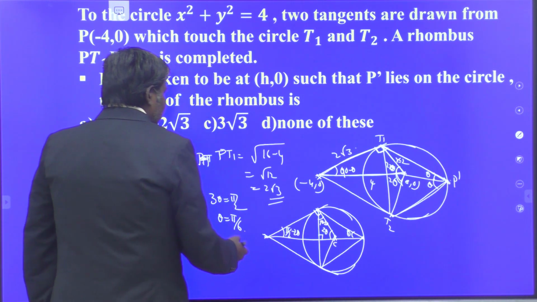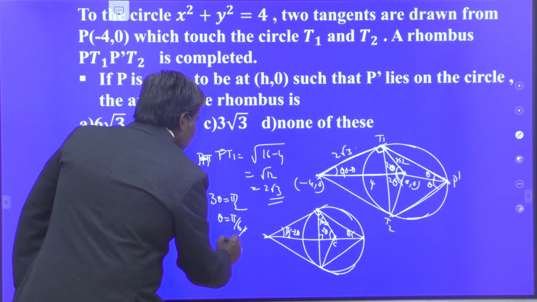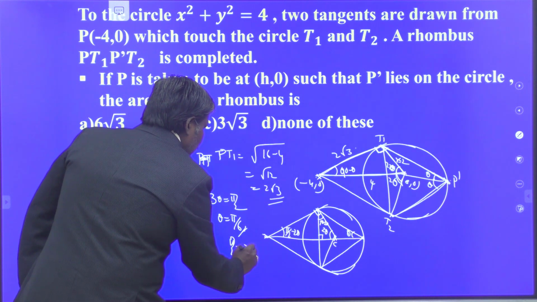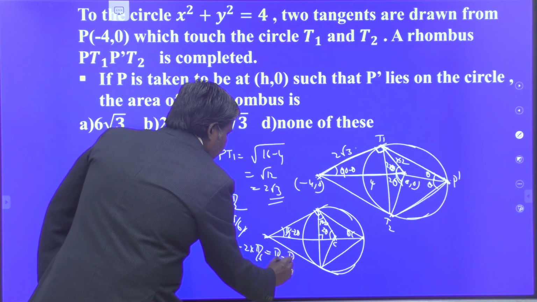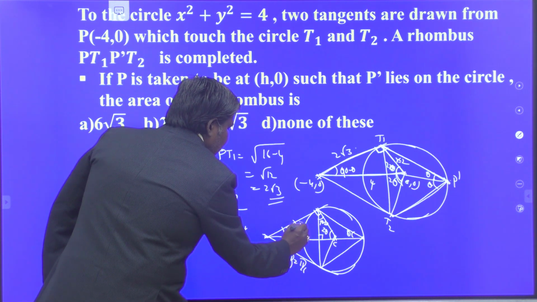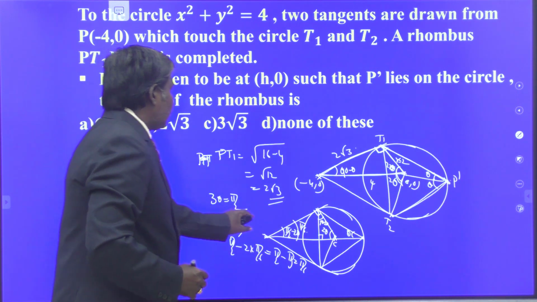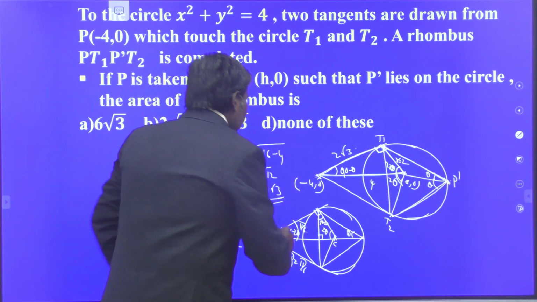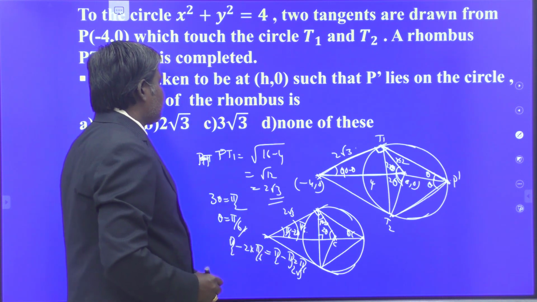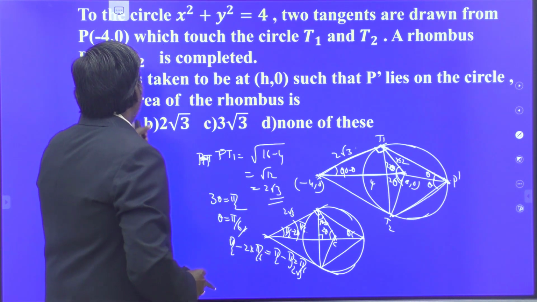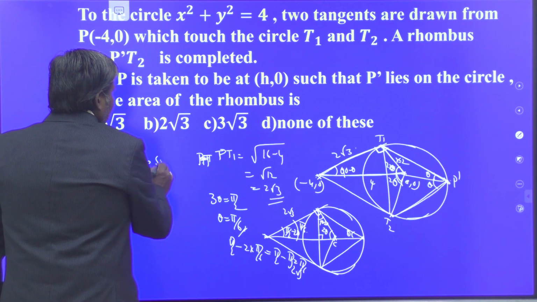The entire angle becomes, this is the pi by 6. So substitute pi by 6 here, that is pi by 2 minus 2 into pi by 6, that is pi by 2 minus pi by 3, that is also pi by 6. Here the angle is pi by 6. Half of the angle is what? Pi by 6. Now we already know the distance 2 root 3, this is 2 root 3, this is also 2 root 3, the angle between them is pi by 6 plus pi by 6, that is pi by 3. We have to find out the area of the rhombus, that is nothing but AB sin theta.